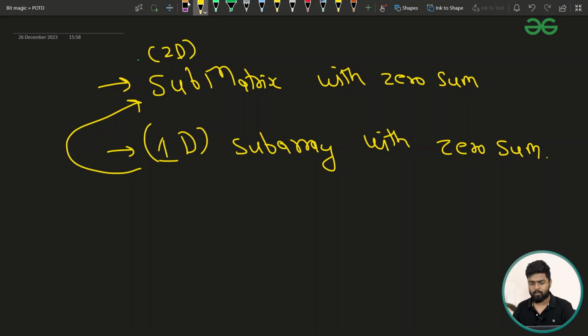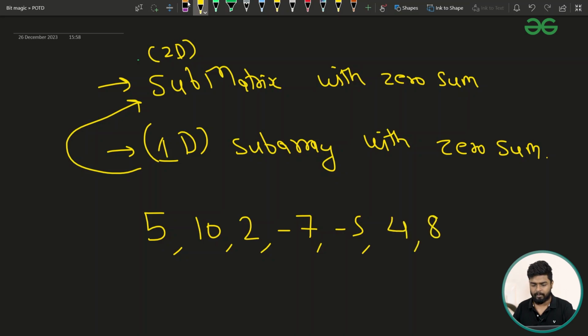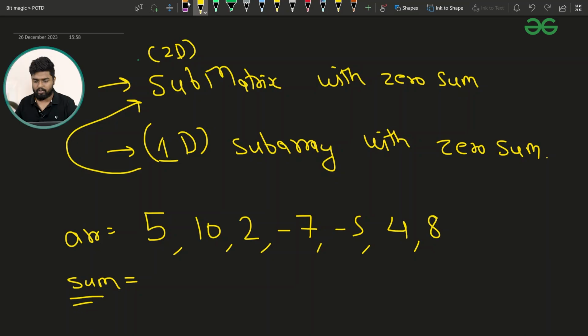So firstly, let's say we have an array: 5, then 10, then 2, then -7, then -5, then 4, and then 8. Suppose we have got this as the array, and we will take the sum, that is the prefix sum. Now we'll also maintain a map.